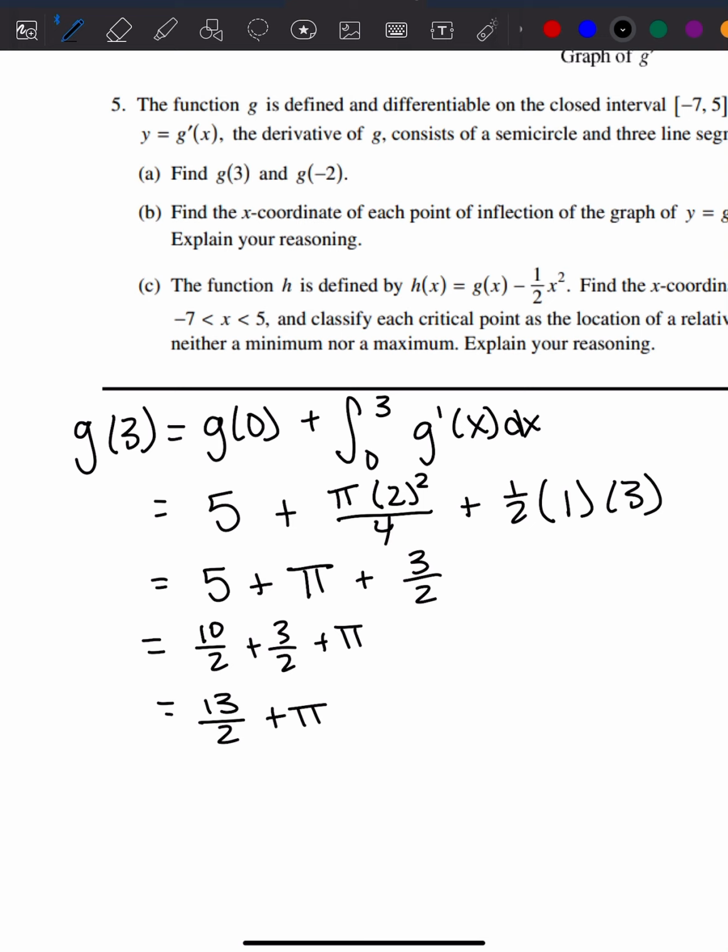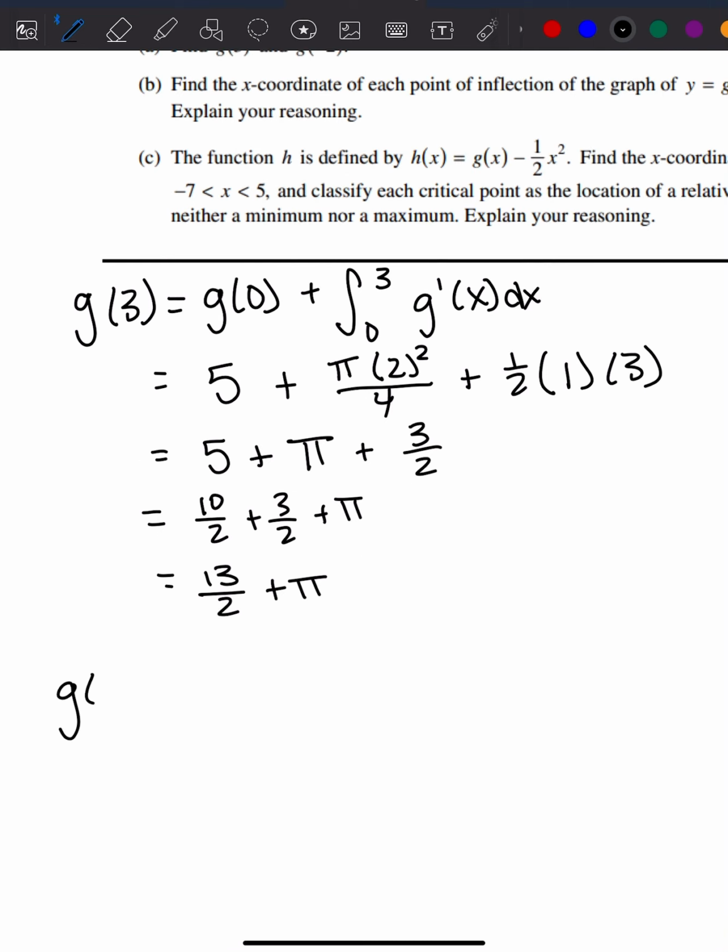We're going to do the exact same thing, but for g of -2. So we have g of -2 is equal to g of 0, because that's the only point that we know for sure. And we're not going to use g of 3 now, because that's going to give us a weird value in between. Plus the integral from 0 is our starting point, so we always want to start with 0 at the bottom, no matter what our other value is. So 0 to -2, g prime of x dx.